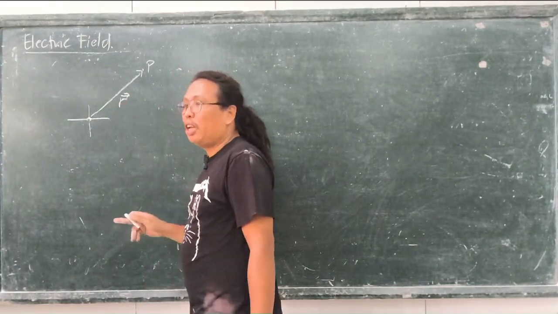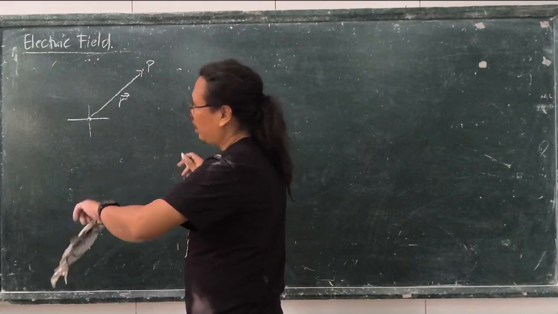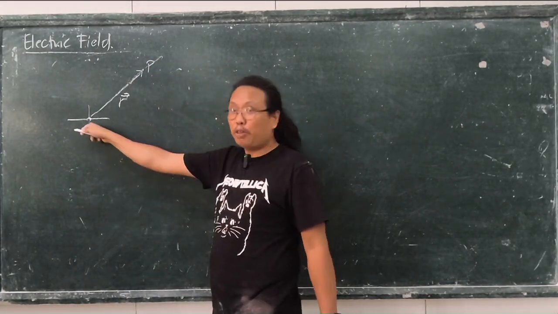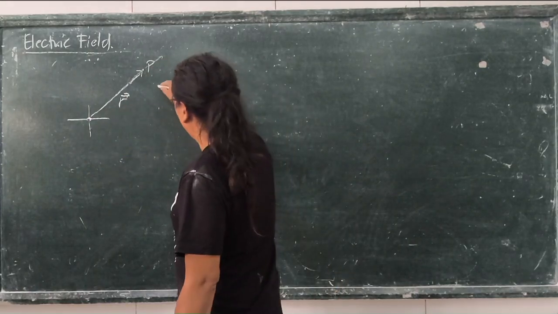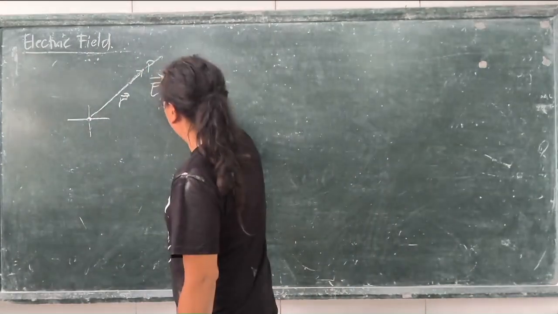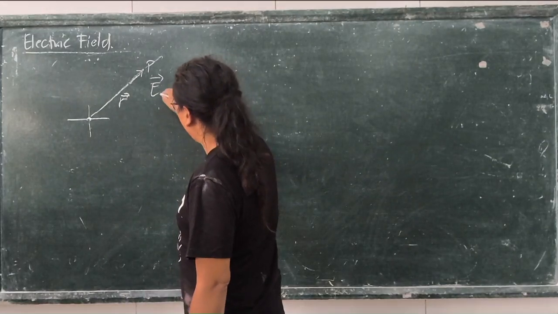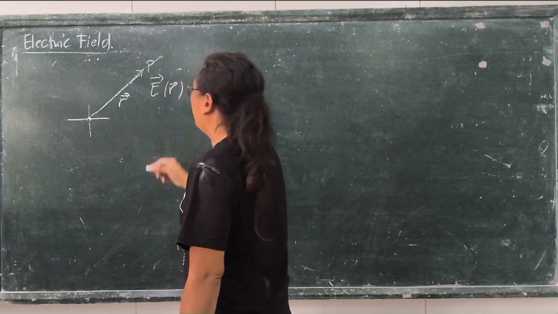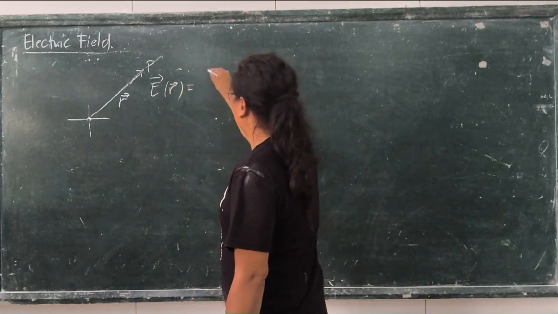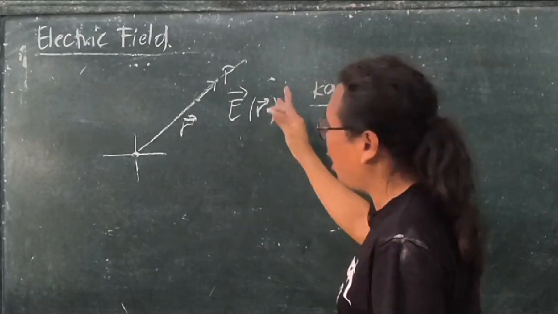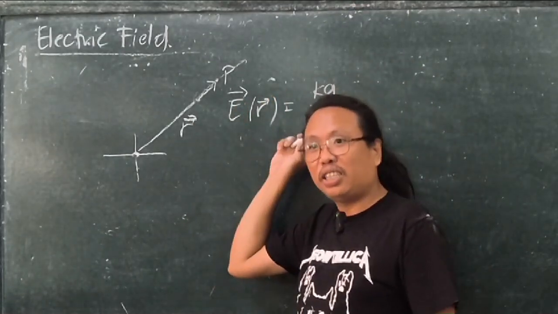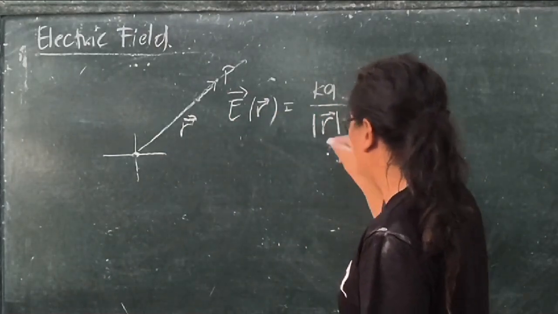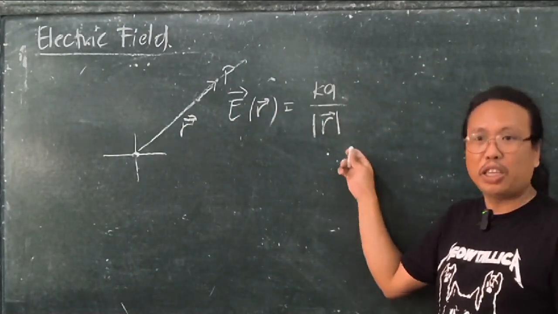So what's the electric field? The electric field would just be either going this way or going that way, depending on the sign of the charge. And in fact, we can calculate now the electric field at point P. So this is the electric field at point P, or we can call this the E of R. E at R is KQ over R squared, from our formula, the square of the distance. So what's the distance? That's just the magnitude R, right?